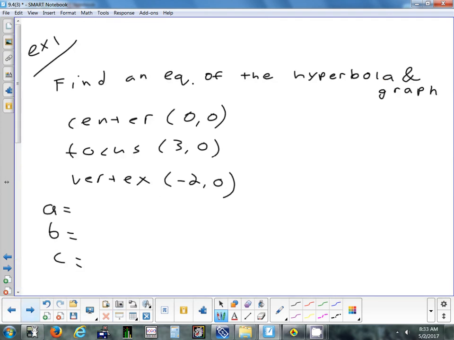Okay, so let's find the equation of this hyperbola, and we'll graph this one. I don't want to spend a ton of time graphing every problem, but we'll just graph this one. Okay, so the first thing you have to do to find the equation is to find A, B, and C.